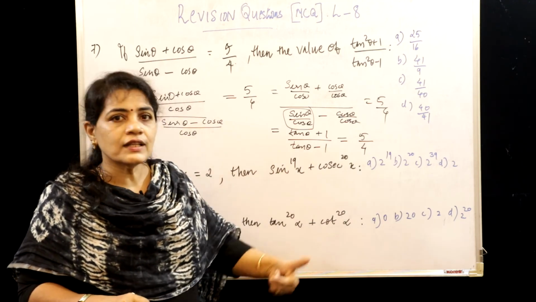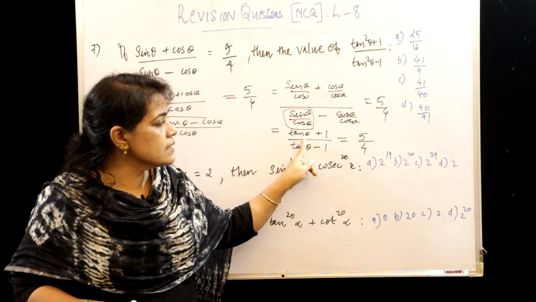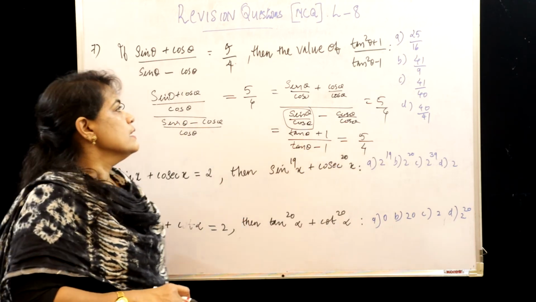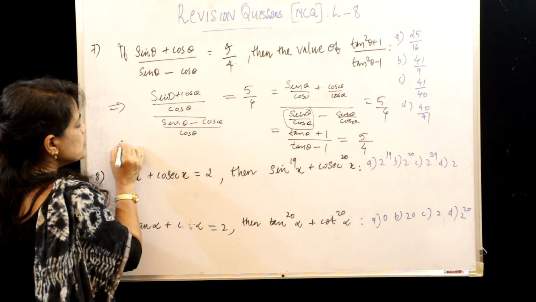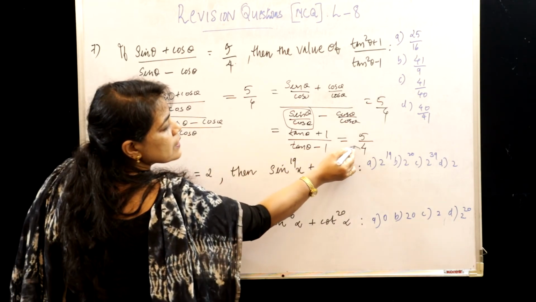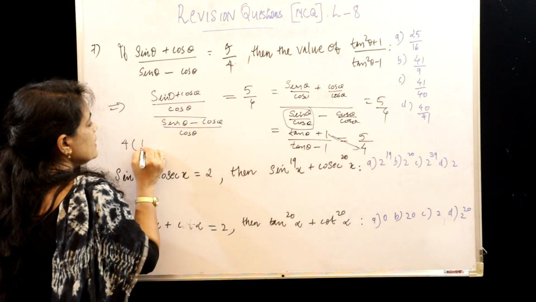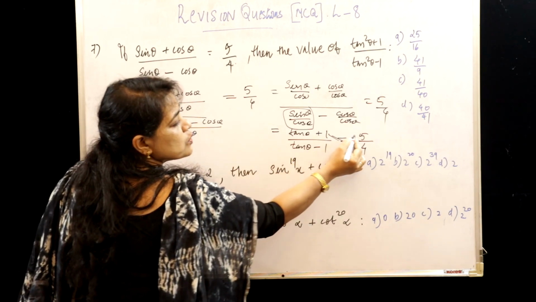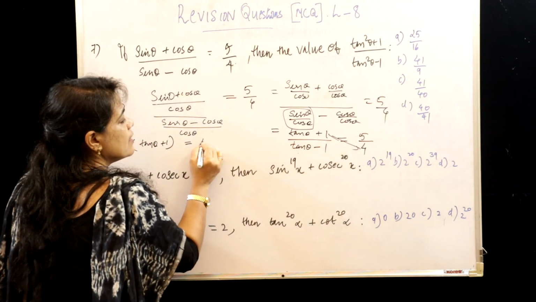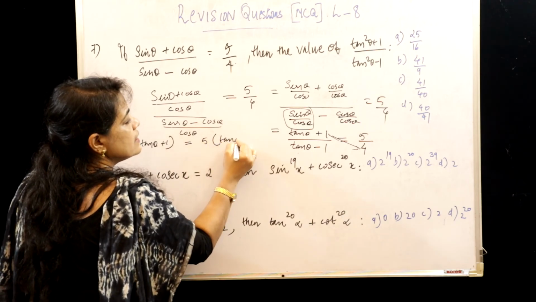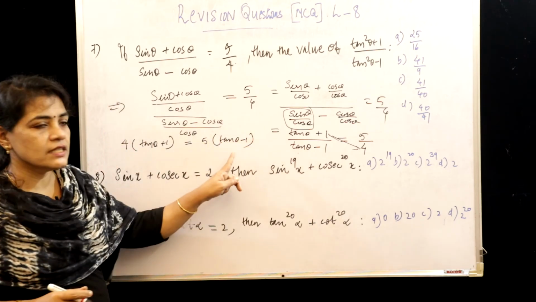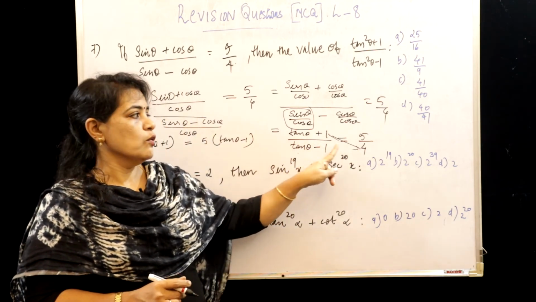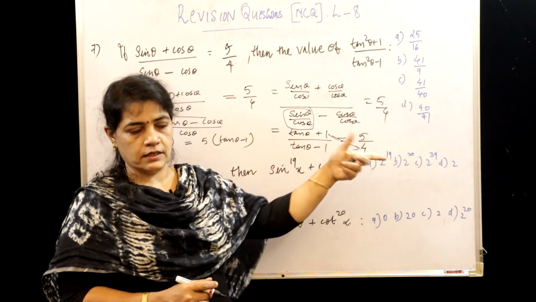So for that, see children, here you can cross multiply. Understood? That means 4 into tan theta plus 1 equated to 5 times tan theta minus 1. I hope this step is clear. That is 4 into numerator equal to 5 into denominator.